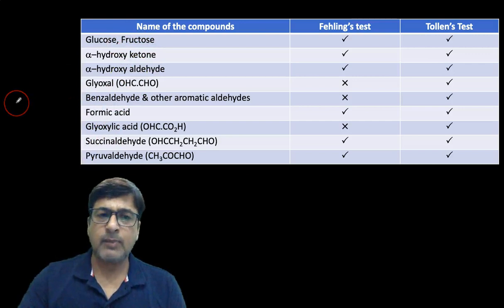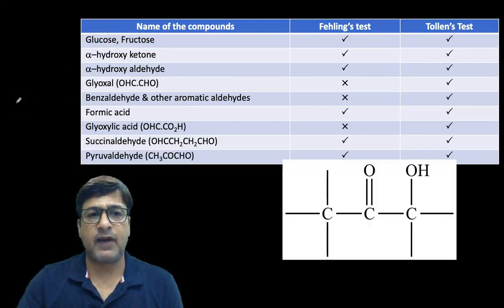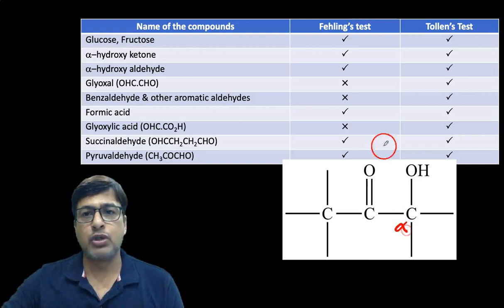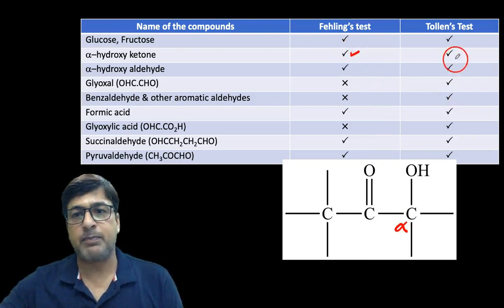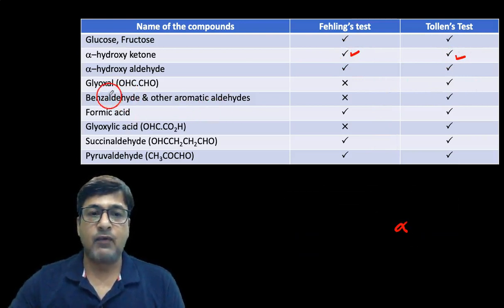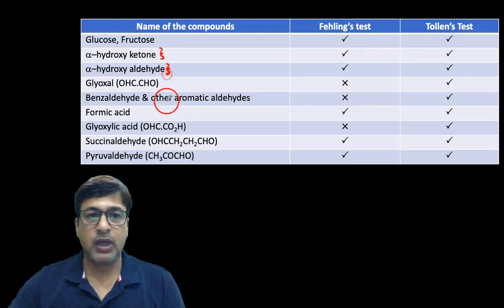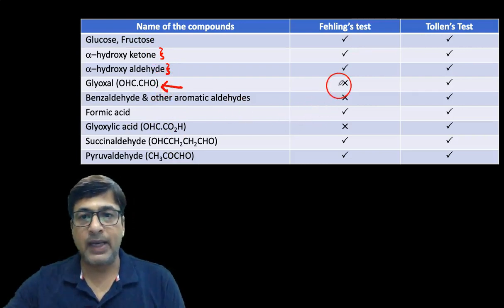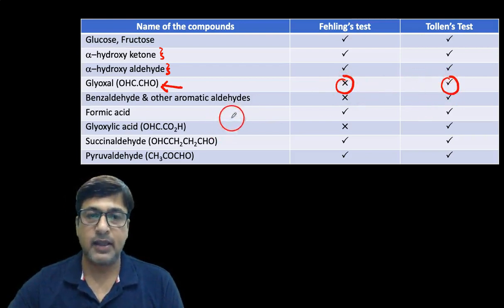Now come to the second molecule which I have already explained, alpha hydroxy ketone. Any ketonic group which consists of alpha hydroxy shows a positive Tollens as well as a positive Fehling's test. Both are positive. Similarly, alpha hydroxy aldehyde, same as ketone, is positive for both. Whereas there is glyoxal, an exceptional case: Fehling's shows a negative test with glyoxal, whereas Tollens shows positive because it is a strong oxidizing agent.